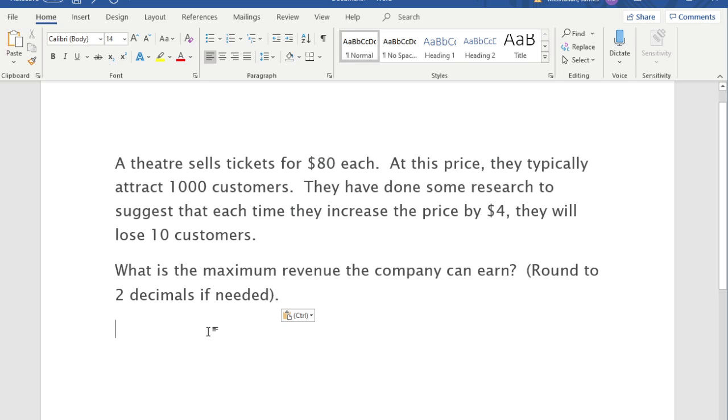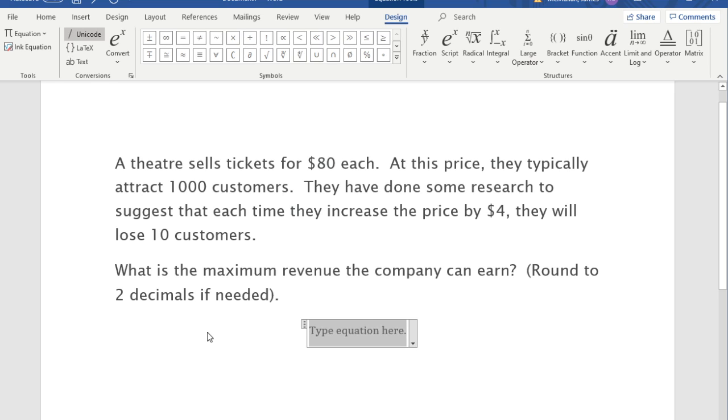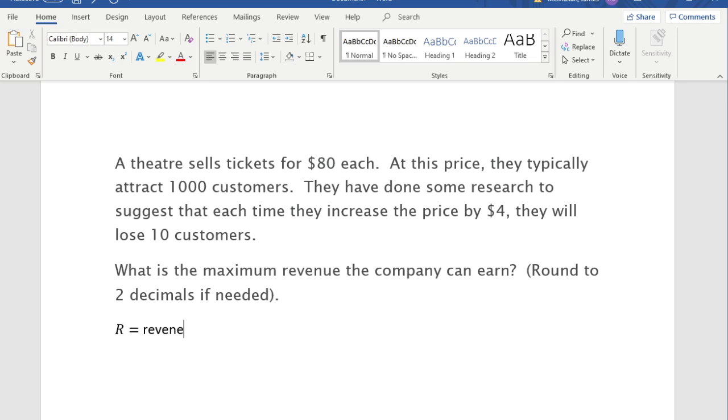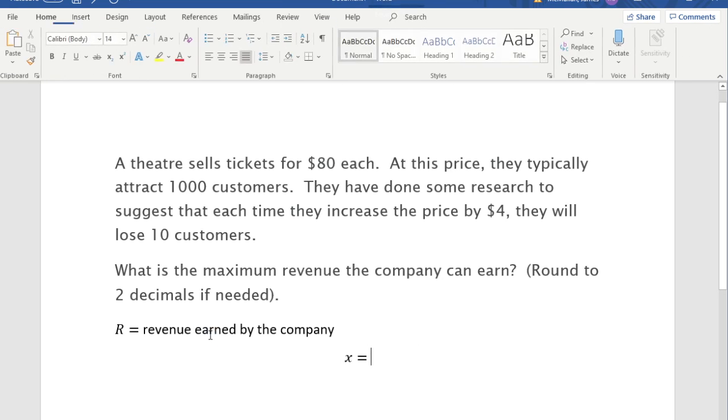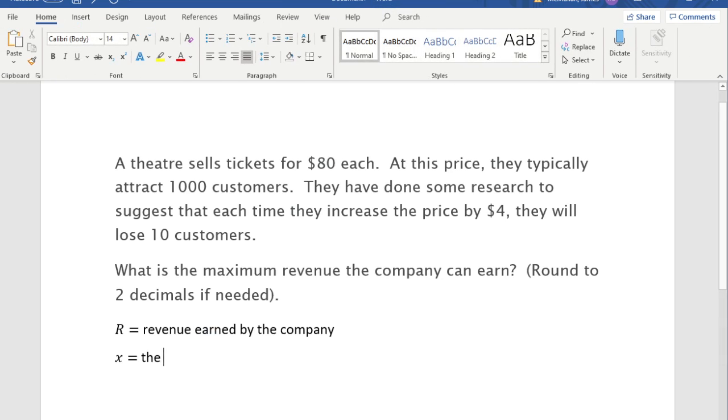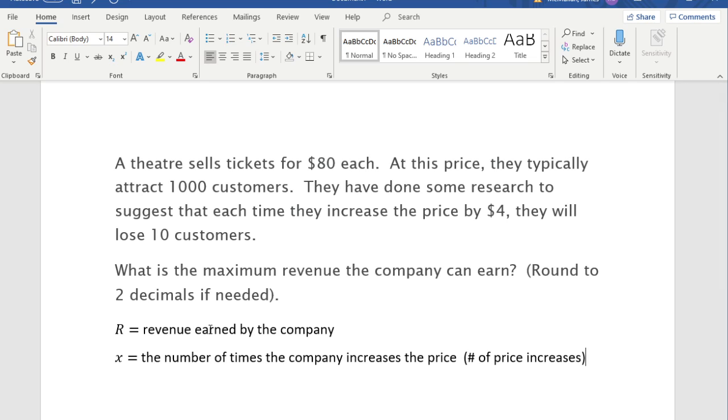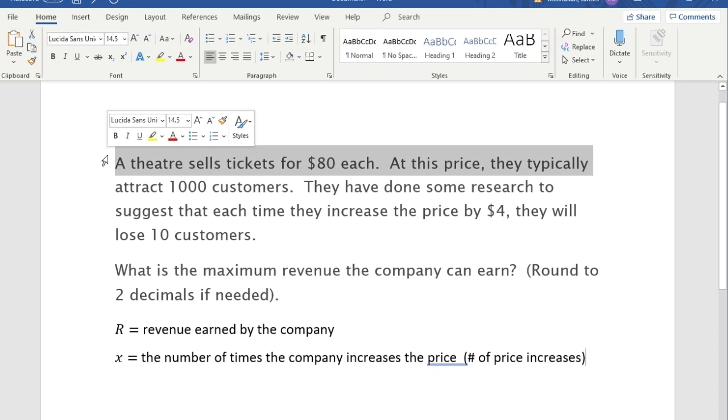So, first thing to understand about a question like this one is what are the variables. The first variable is R, and it is the revenue earned by the company. The second variable is X, and X is the number of times the company increases the price. Another way you might say this is the number of price increases. So let's read it again.